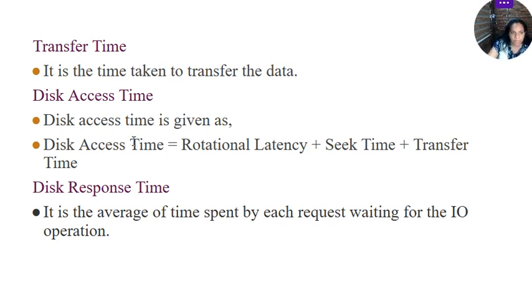Next we have transfer time, which is the time taken to transfer the data. The disk access time is given as disk access time equals rotational latency plus seek time plus transfer time. We have seen all of these: rotational latency, seek time and transfer time, and all of them summed together we call the disk access time. Now we have disk response time, which is the average of time spent by each request waiting for the input-output operation.